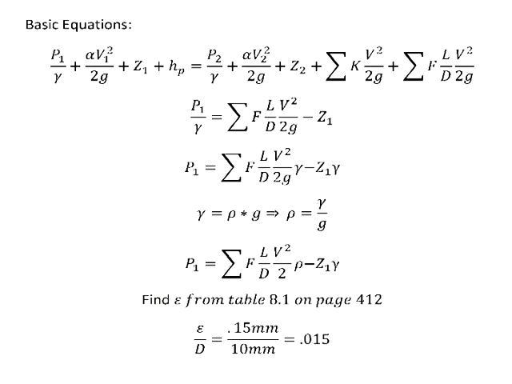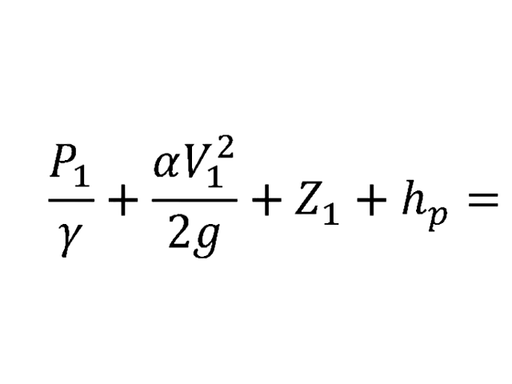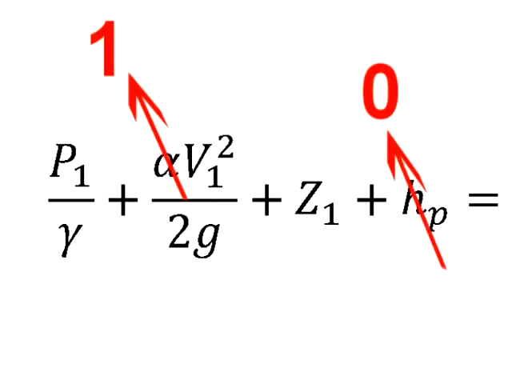In this problem, we will be using our pipe flow equation, which is equal on the left-hand side to P1 divided by gamma plus alpha times V1 squared divided by 2G plus Z1, which is equal to the height of the hole in the pipe, plus H sub P, which is pump head. In this case, we will have alpha equal to 1 because we are assuming turbulent flow, and pump H sub P will be equal to 0 because there is no pump, it's just a straight pipe.